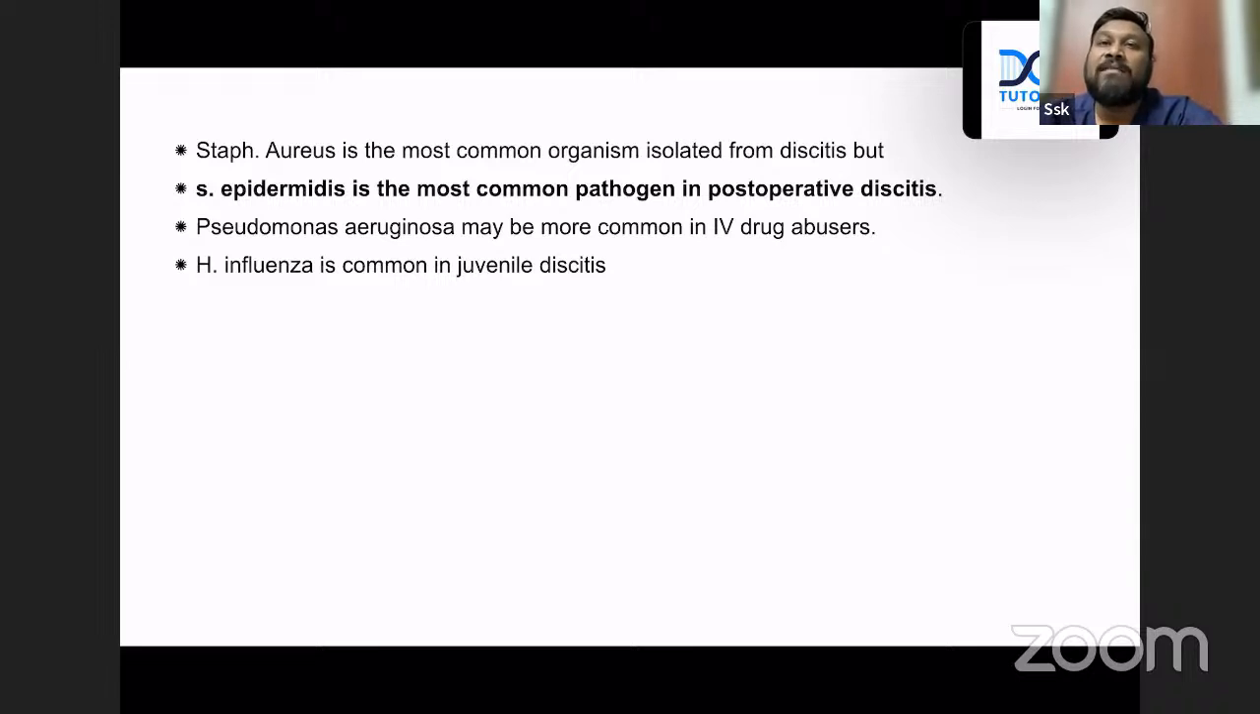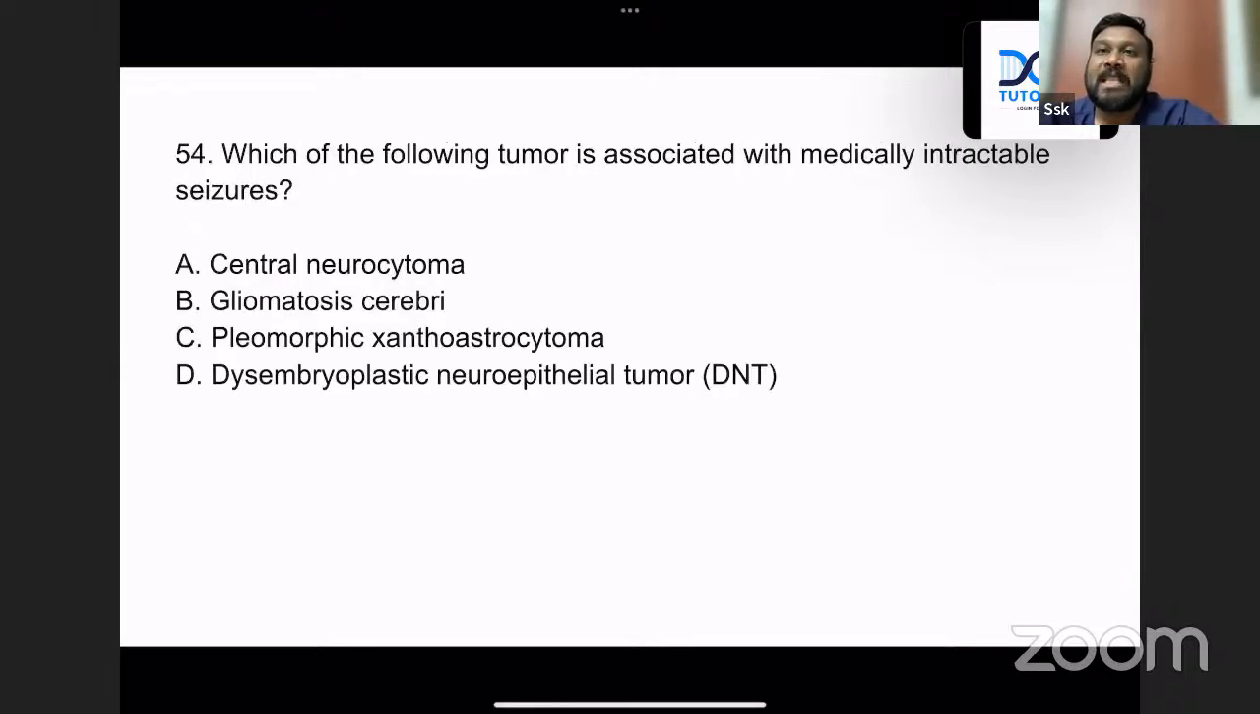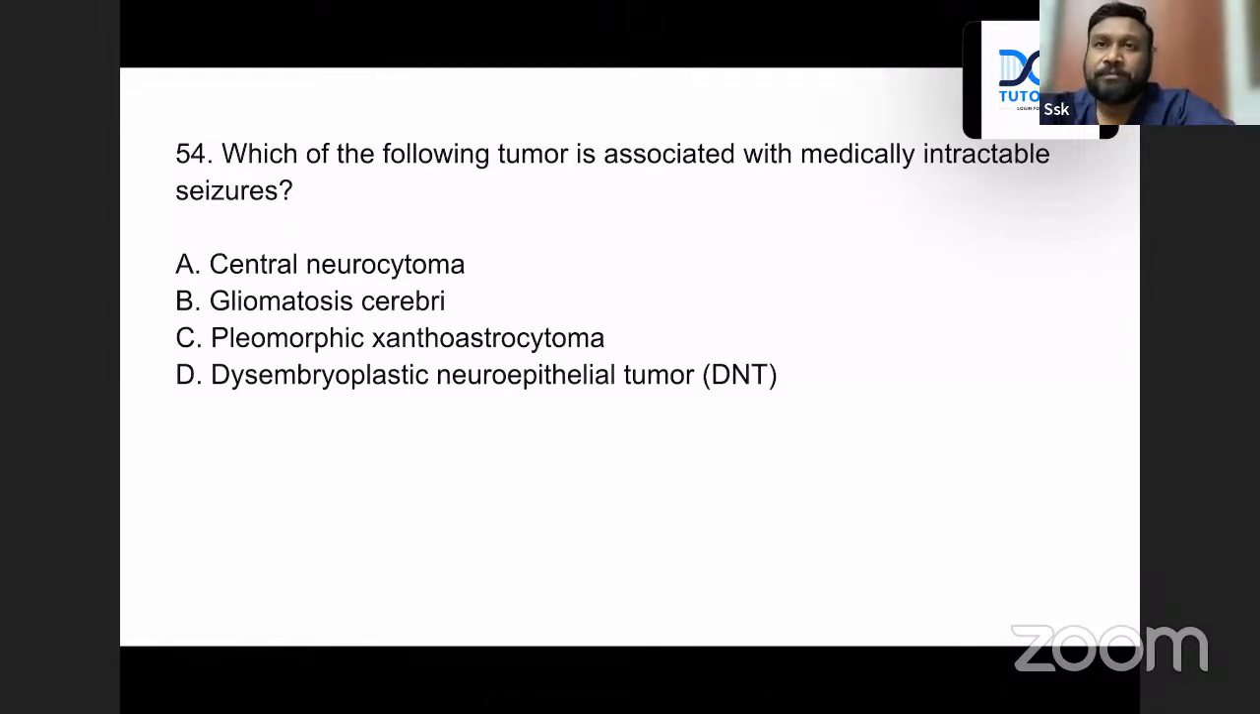The most common will always be Staph aureus. So after surgery, postoperative, it is going to be Staph epidermidis. Pseudomonas aeruginosa is more common in IV drug abusers. And then comes the H. influenzae for juvenile discitis. Which among the following tumors is associated with medically intractable seizure?